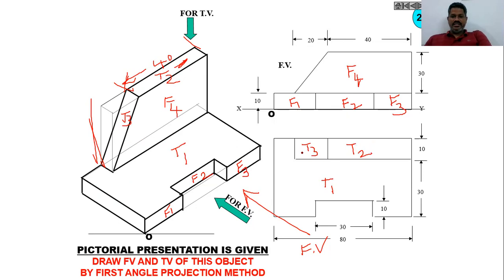We can drop a line here to get the dimensions of this T3. Then drop a line here or project all these edges to get the dimensions of the T3 face. T1, T2 and T3. All this is given to us. This is our front view. This is our top view for the given engineering component. Now let me move further to take another example.